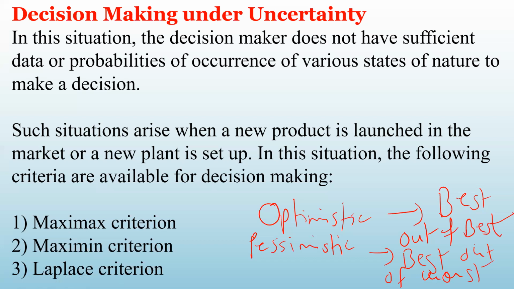Yesterday we solved problems. If you want, you can go back and see my recording for that. The third one is the Laplace criterion. In this, neither the maximum nor the minimum is selected. Straight away, we take the average. For each course of action, the average is taken of the different payoffs, and wherever you get the maximum average, that particular course of action becomes the best course of action. So this much we have done in the last class.